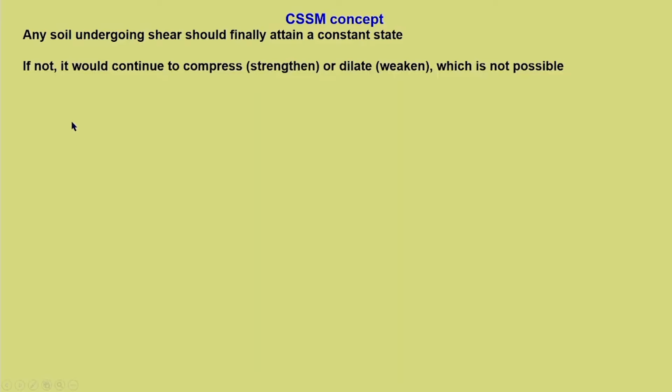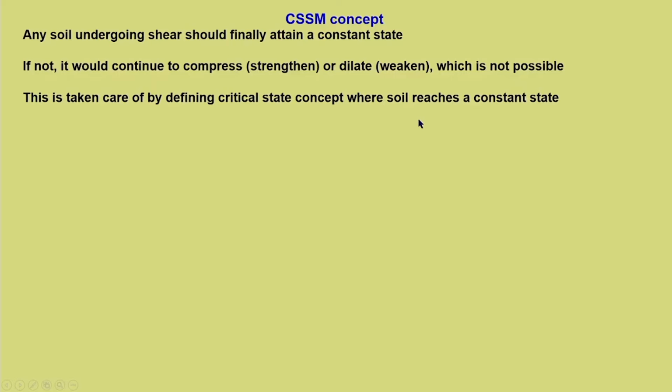Why? Because if not, it would continue to compress, that is strengthen, or dilate, that is weakening, which is not possible. This we have seen, these two actions are common, whether it is cohesionless or cohesive. When the soil is getting sheared, it will either undergo compression or it will undergo dilation. Now can this be a continuous process?